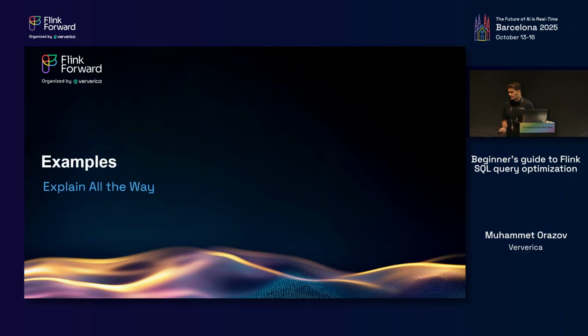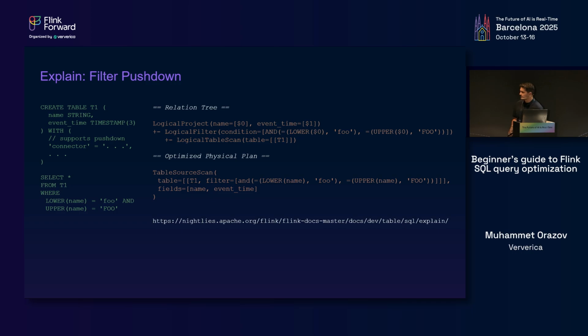Okay, let's look into some examples. So let's imagine we have a table we define, which also supports filter pushdown on the left, and we run a select query on top of it. Then the generated plan will be something like this. So we have here the relational tree. Going from bottom to top, we have the table scan, the filter condition for both of the expressions, and the projection. And since the table supports filter pushdown, as you can see in the optimized plan, the filter is sent to the table. So the table scan will give you data already filtered out.